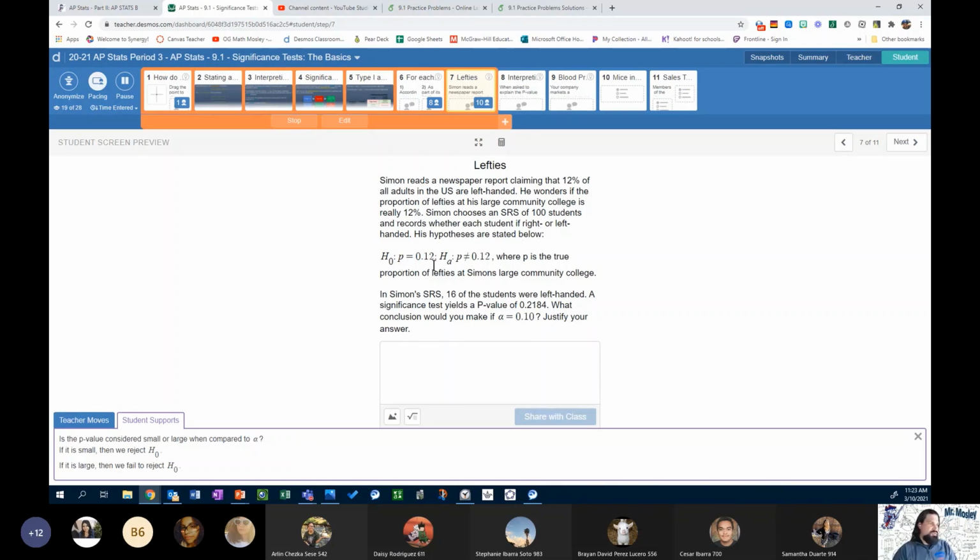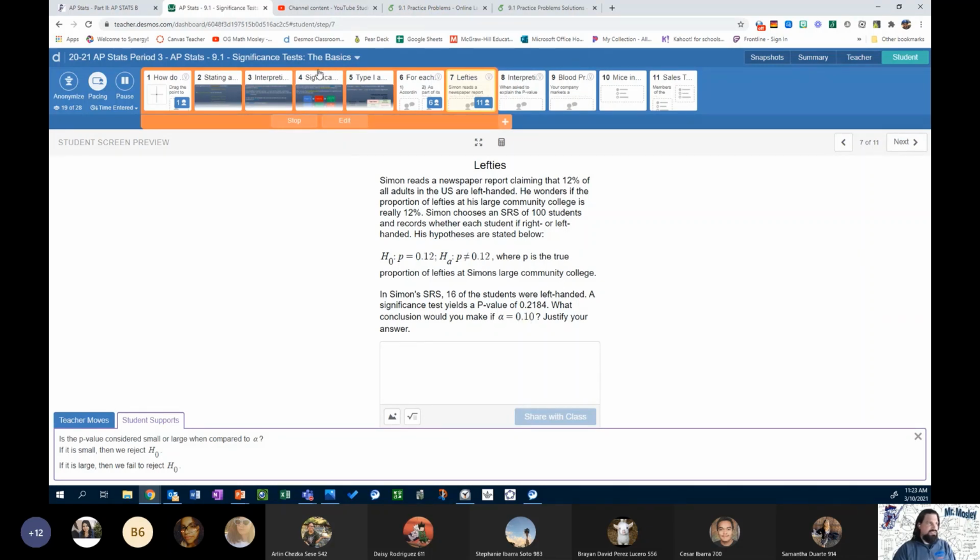The null hypothesis is that the proportion is actually 12%. The alternative is that it just is not 12%. It could be something more or less, where P is the true proportion of lefties at Simon's large community college. In his SRS, 16 of the students were left-handed, otherwise known as 16% or 0.16. A significance test yields a p-value of 0.2184. What conclusion would you make if alpha equals 0.1? Justify your answer.